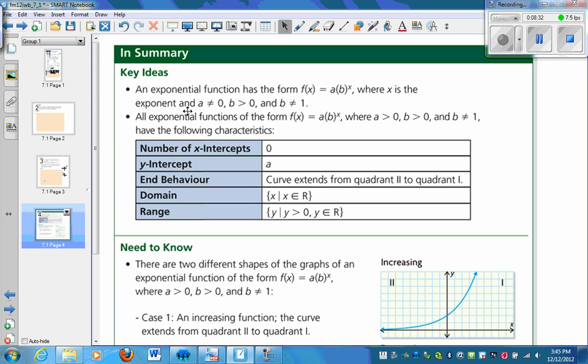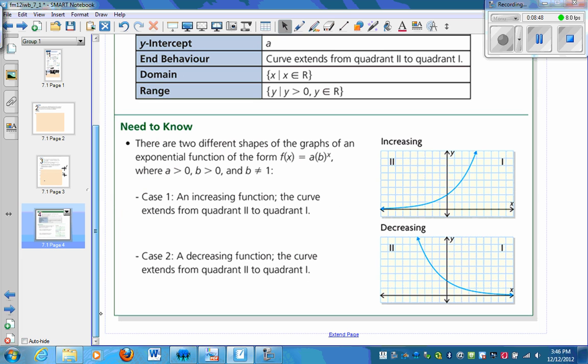Okay, key ideas. An exponential function has this form. A cannot be 0, b has to be greater than 0 but not 1. They all have this form, 0 x-intercepts. The y-intercept is the a value. The curve extends from quadrant 2 to quadrant 1. Any x value, y is greater than 0. There are two shapes, increasing and decreasing, and we kind of thought that increasing means that b is a whole number, and here we think b is a fraction.